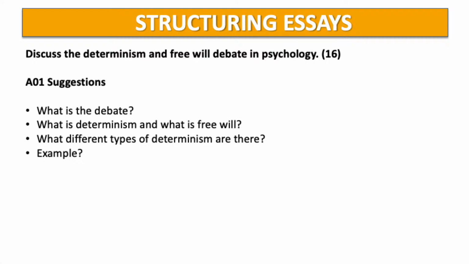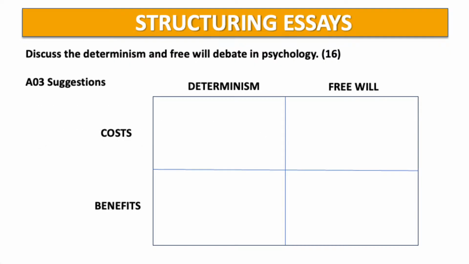So you might have an example which goes with biological determinism, such as the biological explanation of schizophrenia. And you might apply that to each of your different types of determinism. So you might explain the psychic level or environmental level of explanation. Okay, so this could be a plan for our AO1.